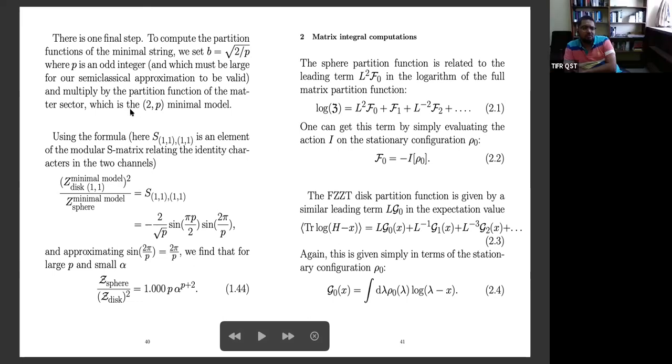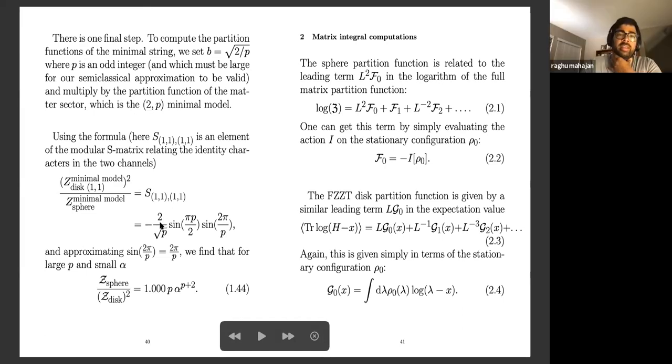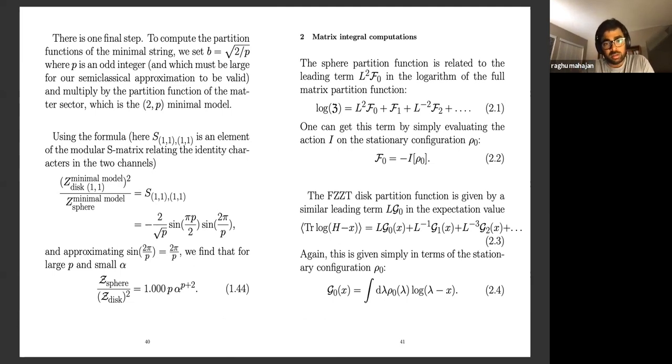This 1.000, is it expected that the constant should be 1? No, we didn't expect even such a simple constant. There was no expectation for what this value was. But the point is, this will match to the large P limit of the matrix.